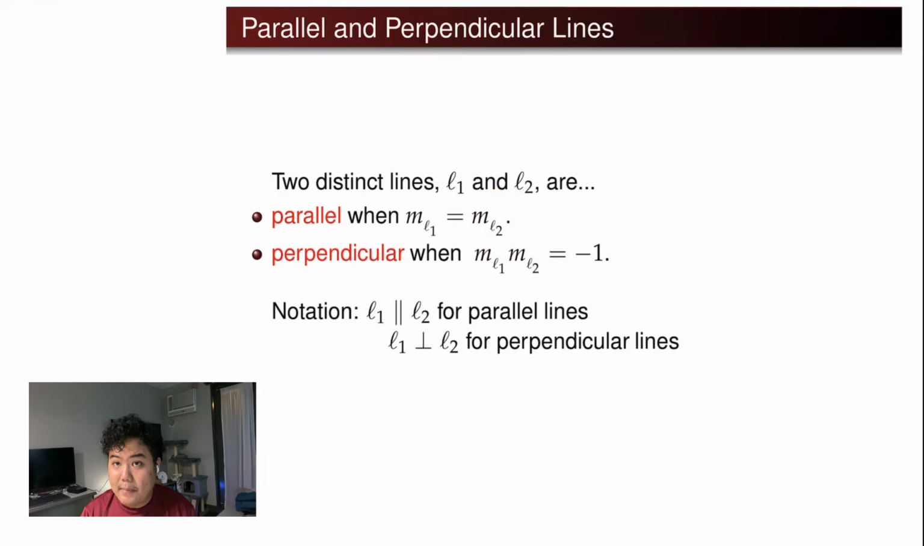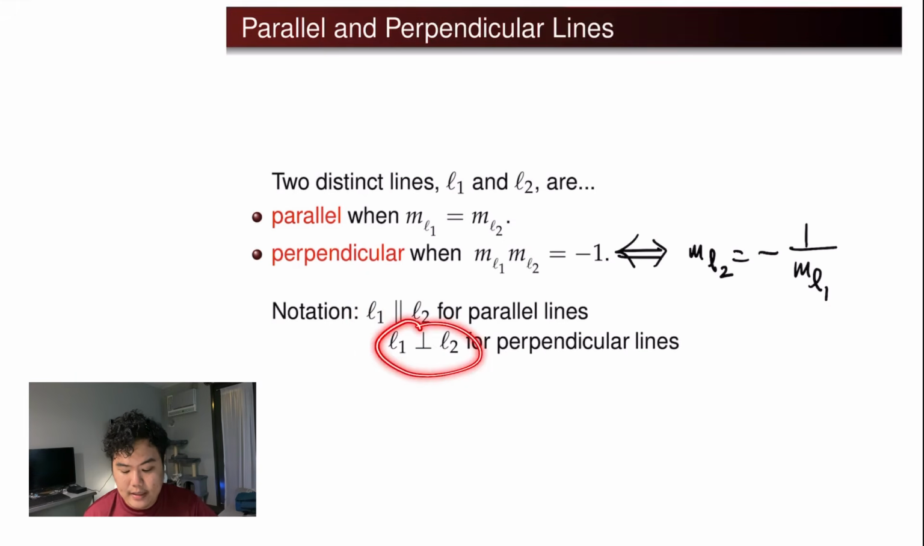And two lines are perpendicular if the product of their slopes is negative 1. Or, pwede mo rin sabihin na yung slope ng isa is negative reciprocal of the slope of the other line. Mas sikat ata to, no? Yung tinuro ng high school. And, ito yung notations lang natin. Whenever you see this, this means L1 is parallel to L2. At ito naman, L1 is perpendicular to L2. Okay? Or L1 and L2 are perpendicular. L1 and L2 are parallel.